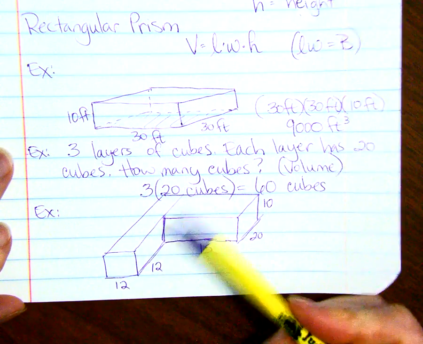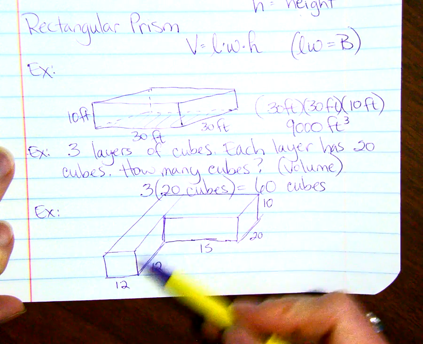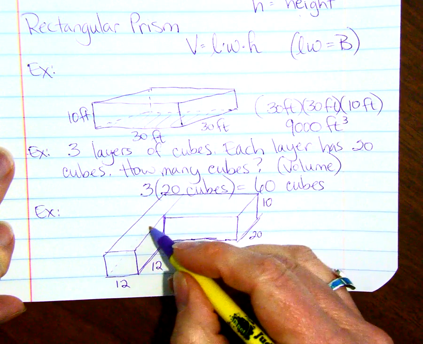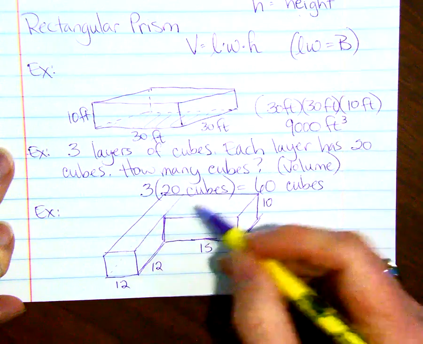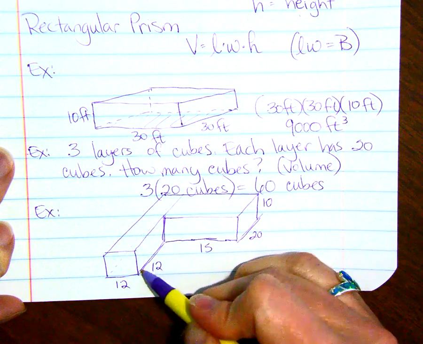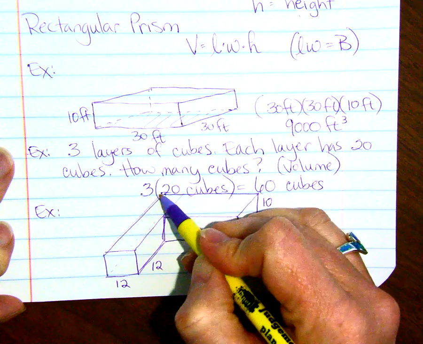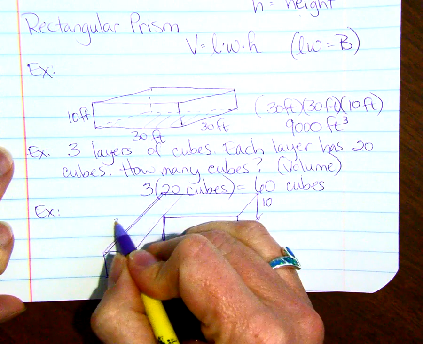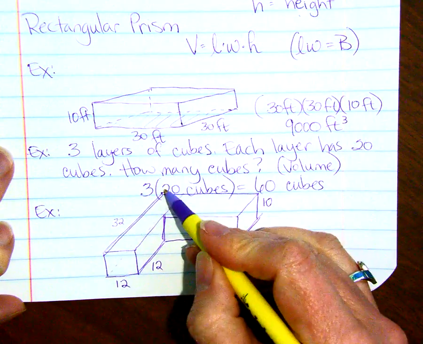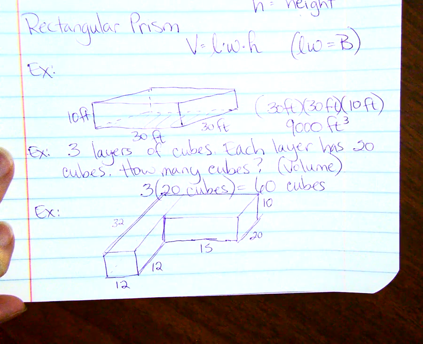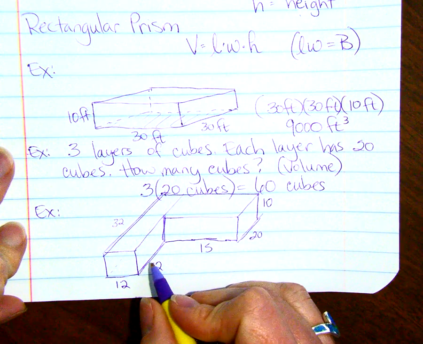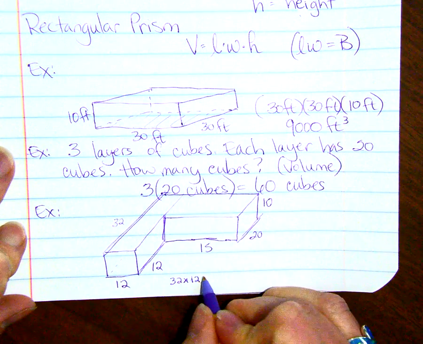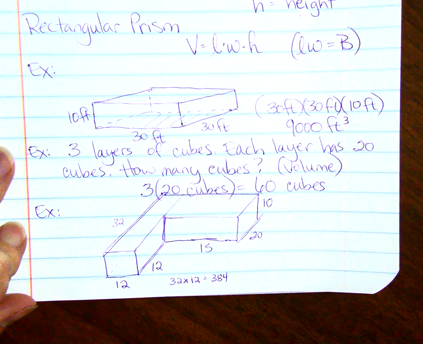So we can find the volume of each rectangular prism here. So if we do base times height, this base is going to go all the way back here. So it's going to be 12 plus 20. What is that? 32. So the base is 32 times 12. So we have 32 times 12, which is 384.